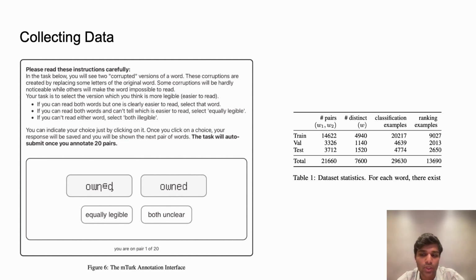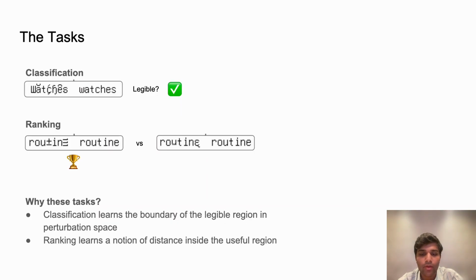Now we take the data from this and we use it to train models to do two tasks. And these are the tasks. So there's classification and ranking. With classification, it's very simple. Binary classification is, given a perturbation, is this legible or not? And for ranking, it's given two different perturbed versions of the same original word, which perturbation is more legible. As part of the tasks, the models are also allowed to condition on the original word. So the figures you see here are the actual inputs that the models see.